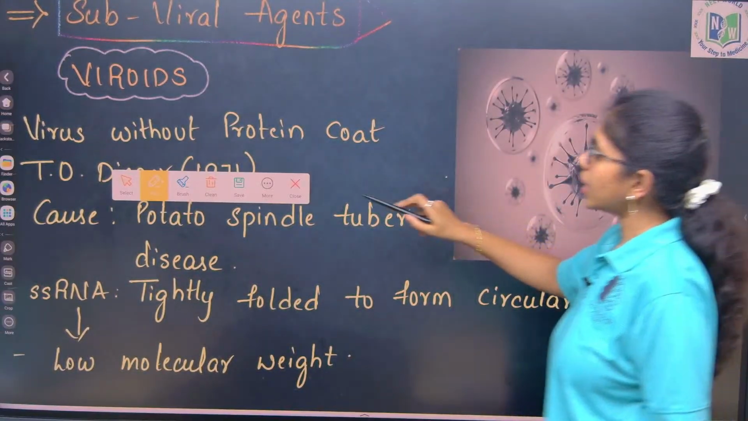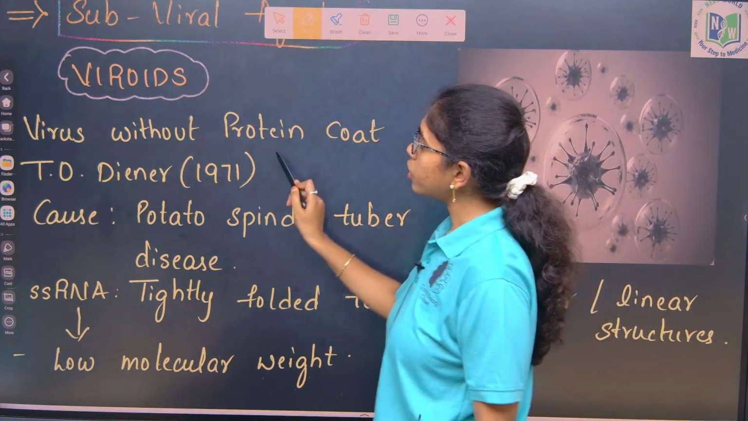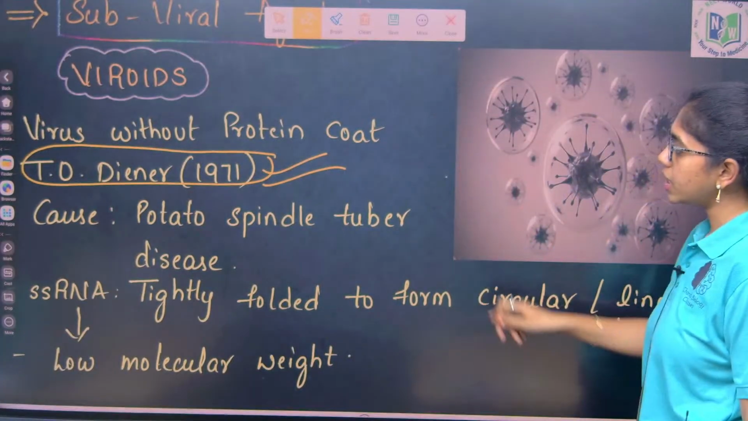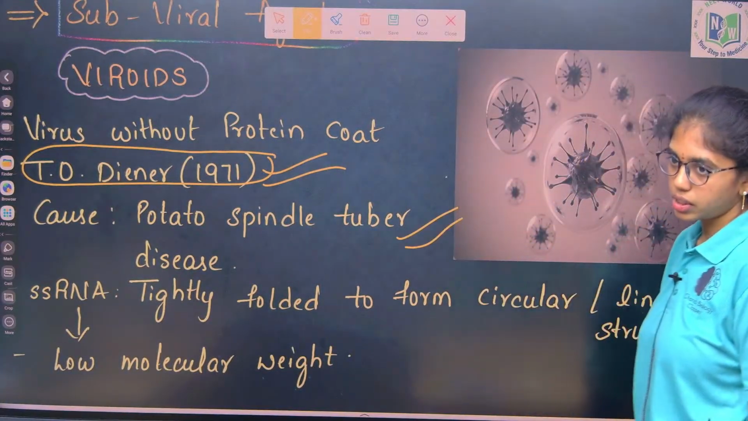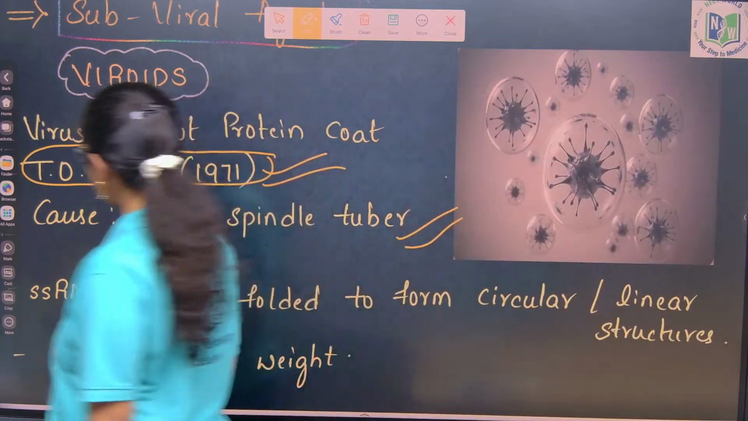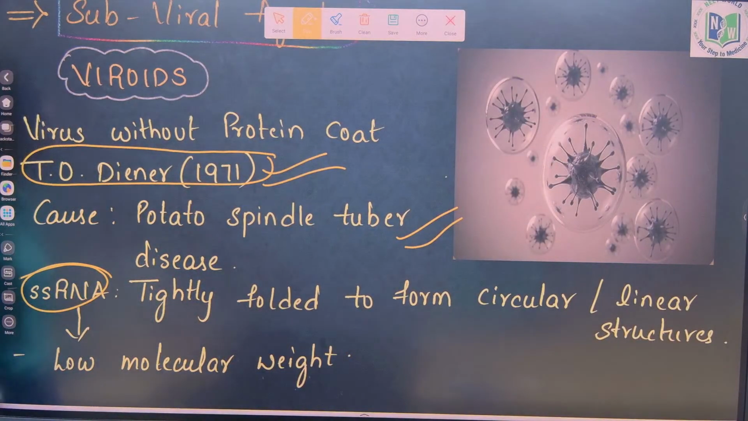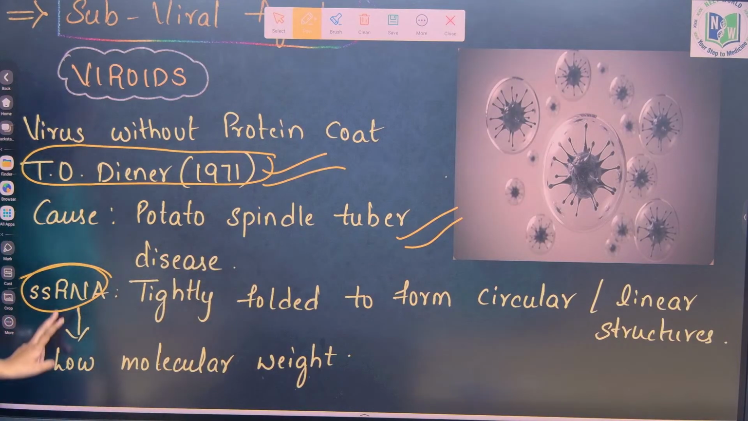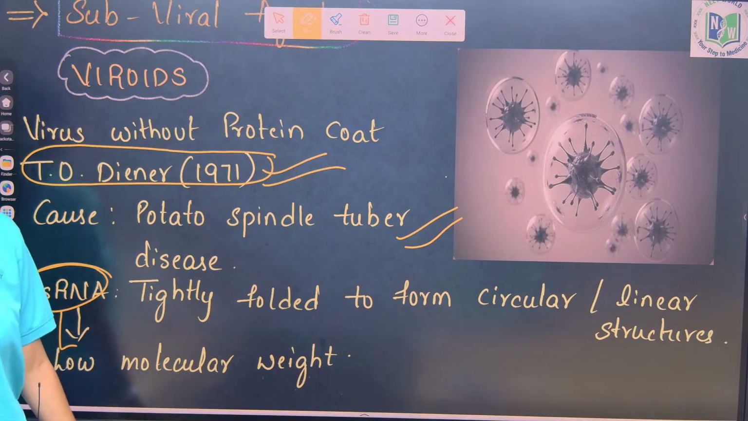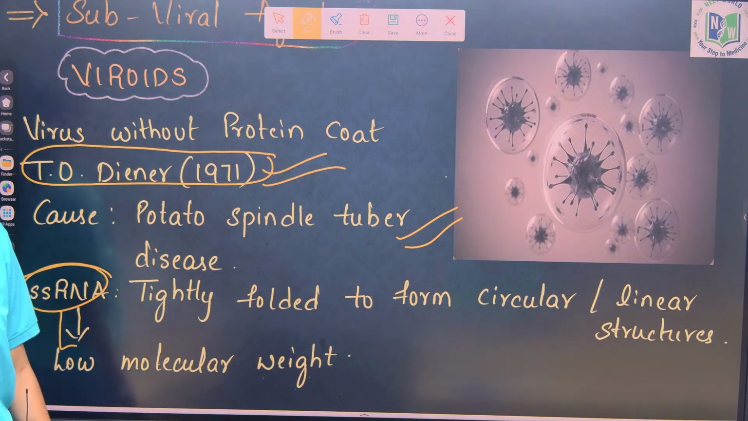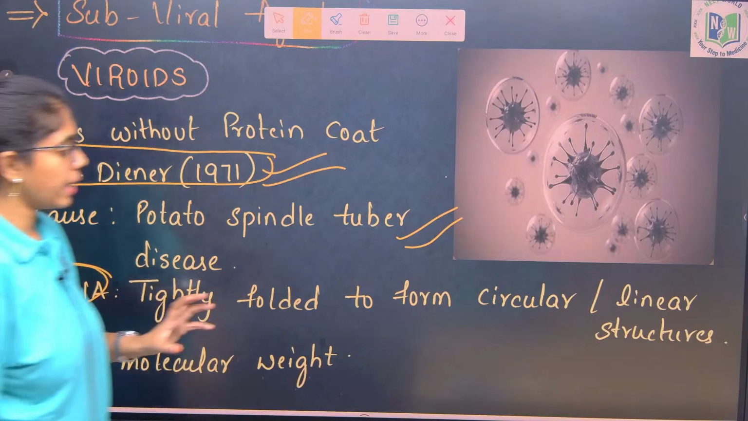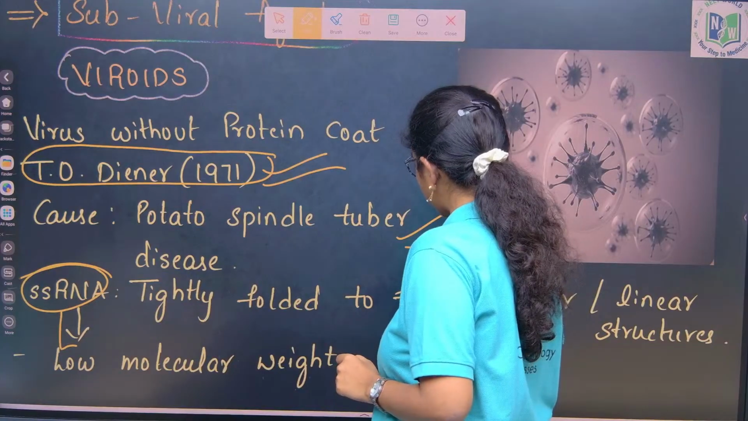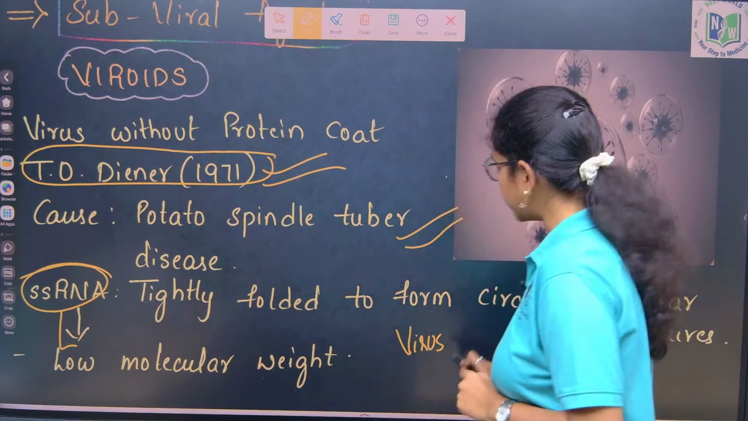This is given by the scientist T.O. Diener in the year 1971. They cause the potato spindle tuber disease. As it is infecting the plants, it has single stranded RNA which is tightly folded to form circular or linear structures sometimes. They have low molecular weight when compared to virus. So listen here, when the molecular weight is considered, first it is virus, and after that, next is viroids.